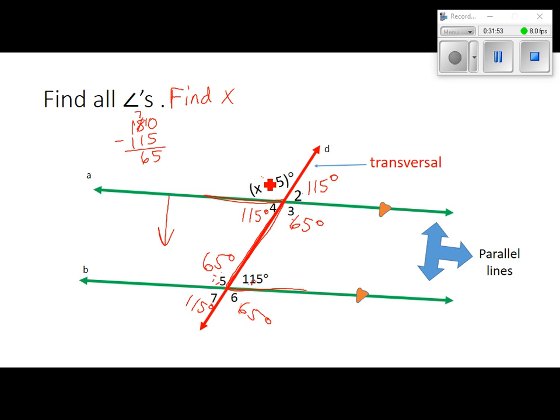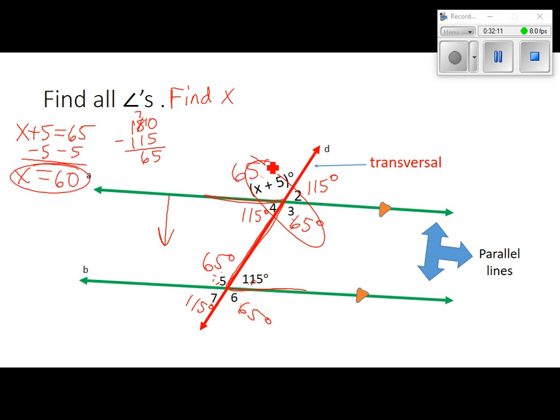This angle up here, we're going to find x also. Well, we know that these two are vertical angles, so the easiest thing to set up is probably x plus 5 equals 65. Subtract 5 on both sides, and you end up with x equals 60. And we also know that this angle is 65 degrees. And I think we've found them all.